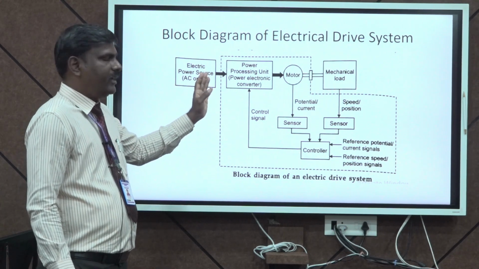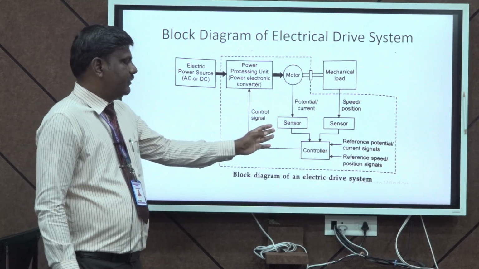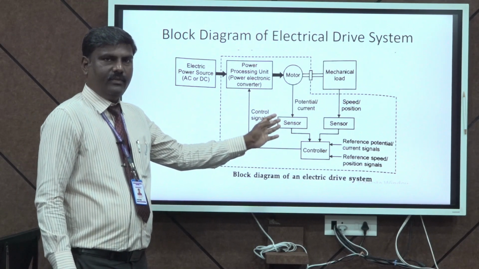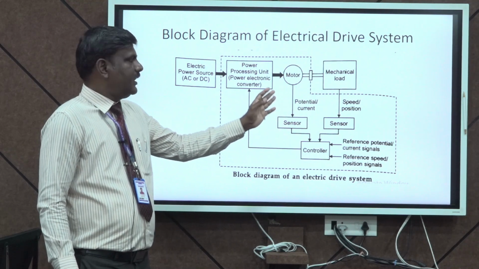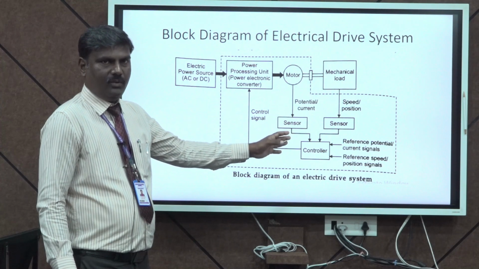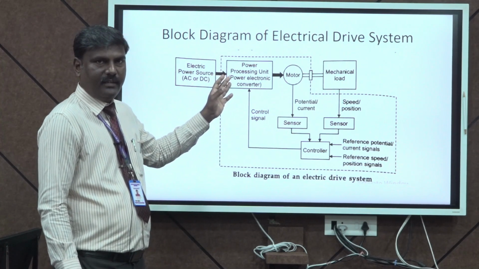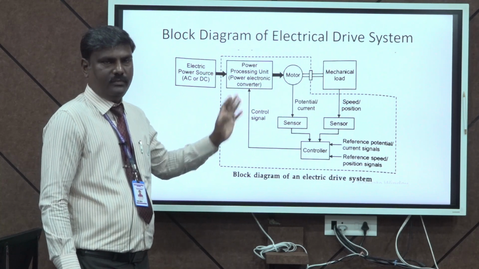So normally in power electronic converters gating pulses will be varied. This controller receives signals from the motor as well as from the load, and it is processed in the controller, and then it is fed to the power electronic converter for adjusting the power flow.